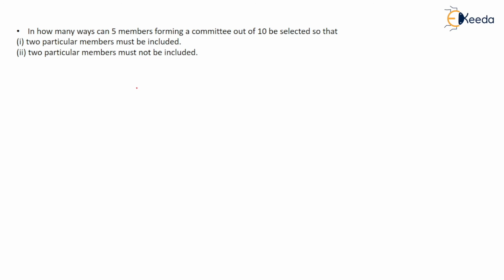So now how many choices do you have? Out of 5 members, 2 are already reserved, so 3 members, and out of 10, 2 members are always included. So how many seats are remaining? 8 seats are remaining. This is the remaining seats. Total there were 10 seats.